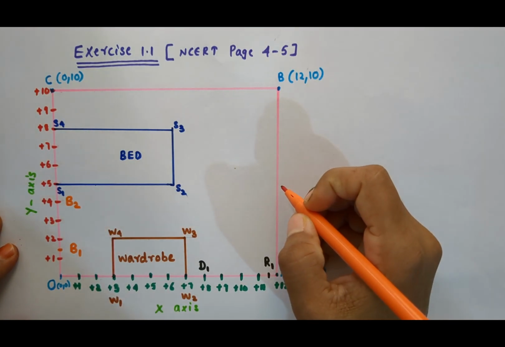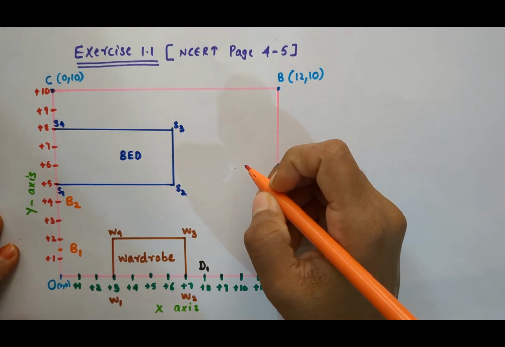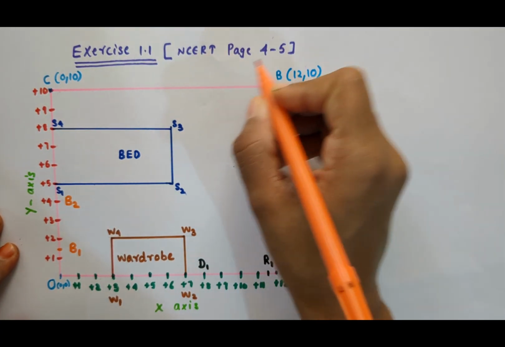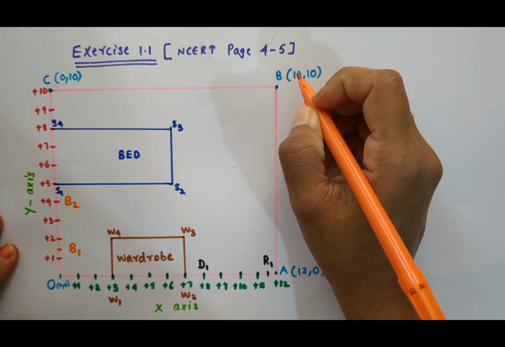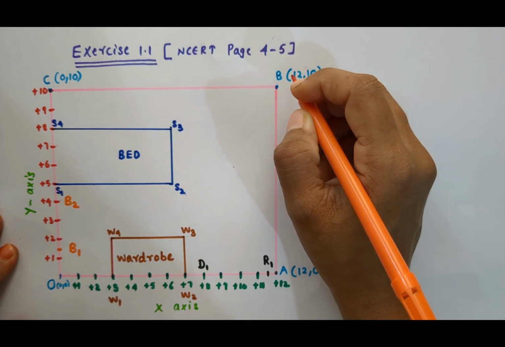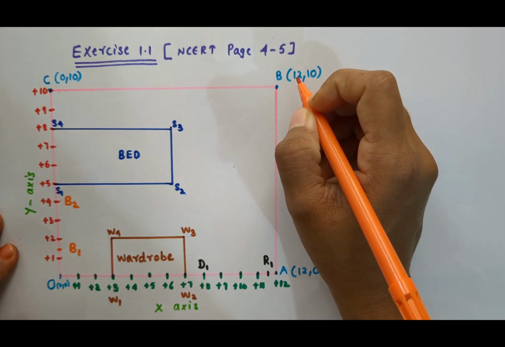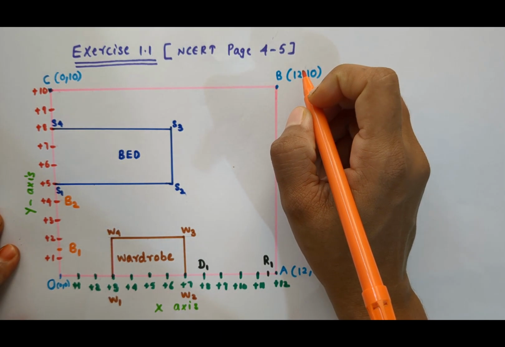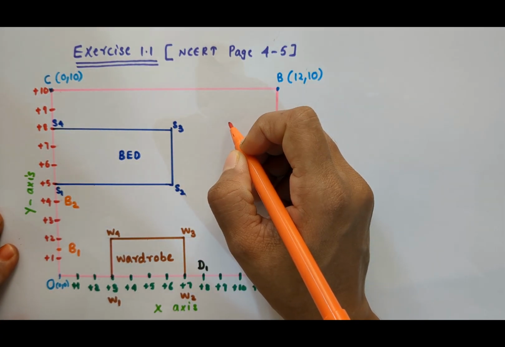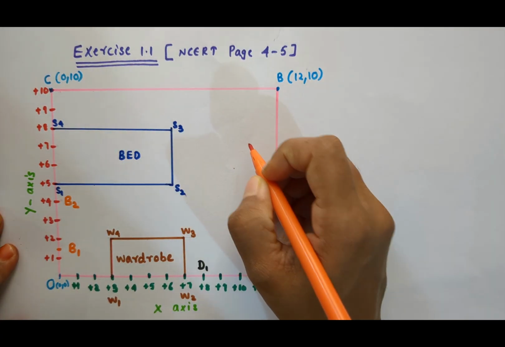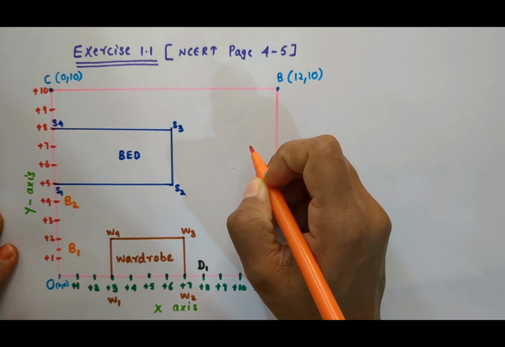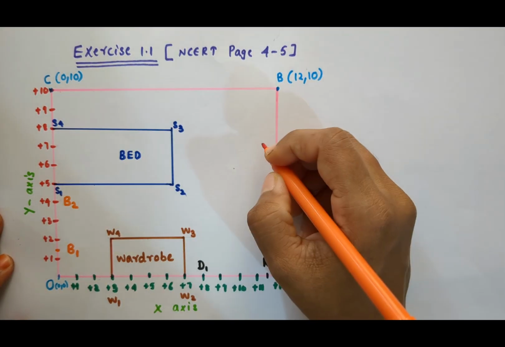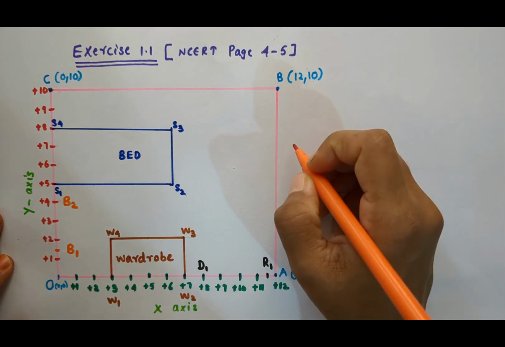Hello everyone. In this video, we are going to discuss exercise question number 1.1, which is given in NCERT page number 4 and 5 in your maths textbook Ganita Manjari for class 9, from the chapter Orienting Yourself, the Use of Coordinates. So you see, in question 1.1 a figure is given. This figure shows Riaan's room with points O, A, B, C marking its corners.